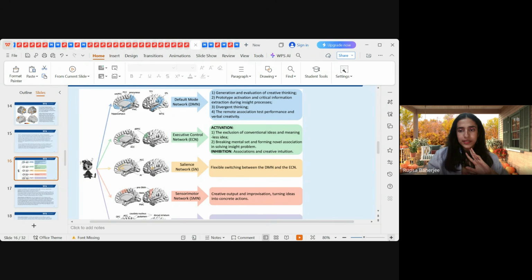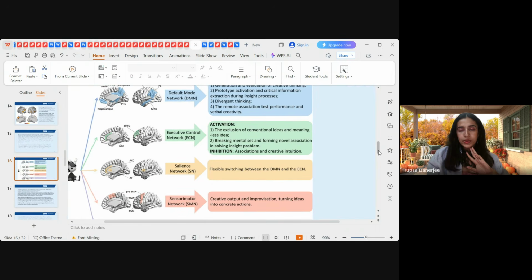I'm just going to increase this size. You can see that the blue region is part of the default mode network. You have the hippocampus, you have the PHC, all of that is involved in your DMN activity. And like I said, it promotes divergent thinking, combines different kinds of disparate paradigms together, and enables divergent thinking. It also promotes remote association. So that is important to take note of.